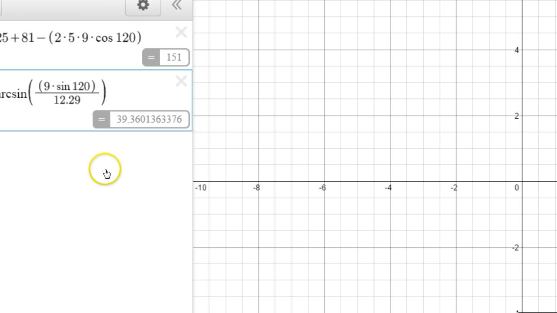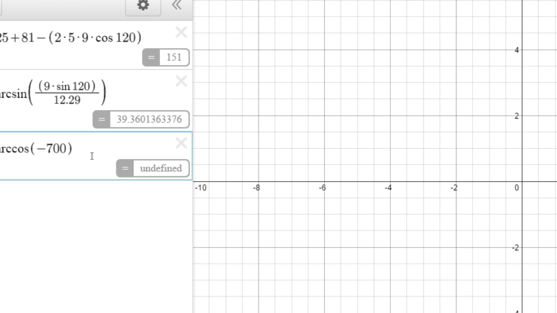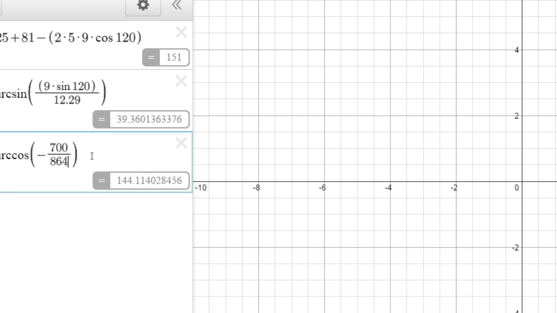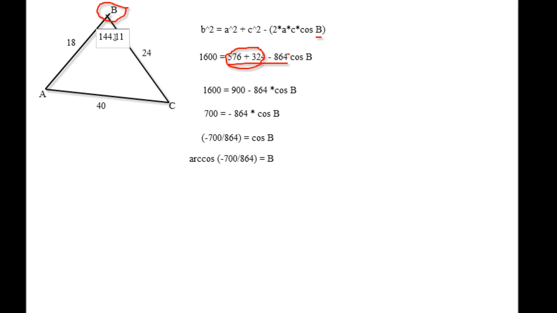Okay, so we go to our calculator, and we go arc cosine of negative 700 divided by 864. And we get 144.11 degrees. Okay, and then from then on out, you can use law of sines to figure out a missing second angle, and then you could use the rule that the sum of the interior angles inside of a triangle is 180 degrees to figure out the other part.